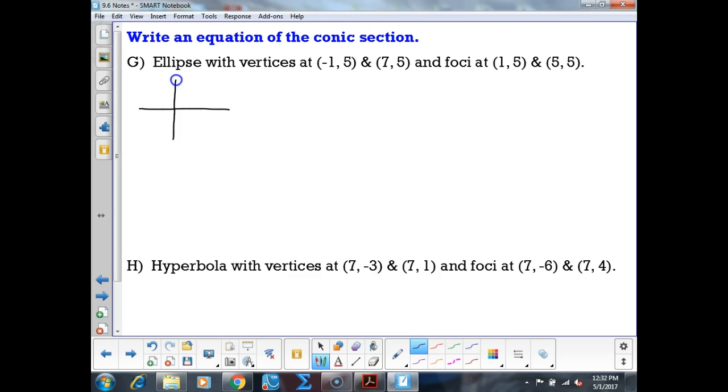Okay? So we got a vertex there and we got a vertex there. What can you tell me about having two vertices in those two spots? The center is the midpoint of those two, right? So that tells me then that the center is at the point 3, 5. Negative 1 plus 7 is 6, divided by 2 is 3. 5 plus 5 is 10, divided by 2 is 5. Okay? So the center is at 3, 5. Yes?